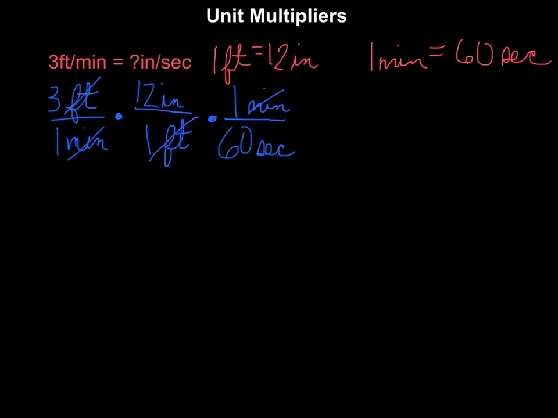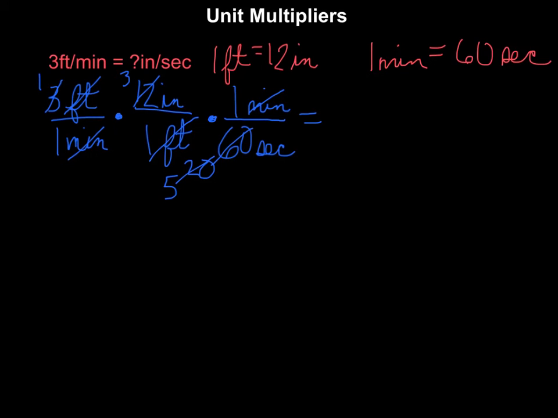Now before I multiply, let's see if we can do some reducing. So I can see that 3 and 60 can both be reduced by 3. 3 goes into 3 once, 3 goes into 60 20 times. 12 and 20 can be reduced by 4. 4 goes into 12 3 times and goes into 20 5 times. And I can't do any more reducing, so it is definitely time to multiply.